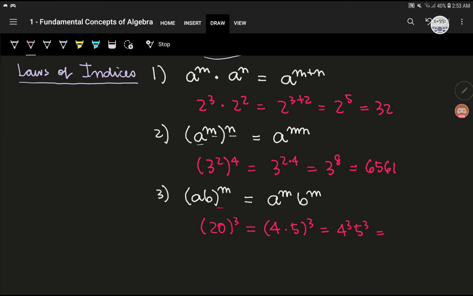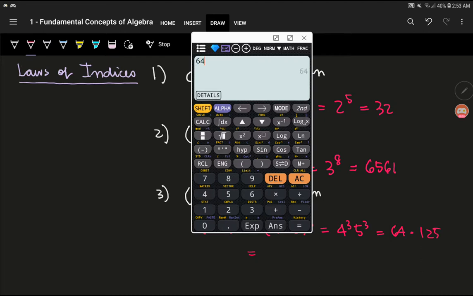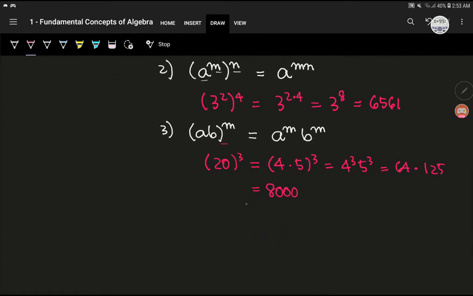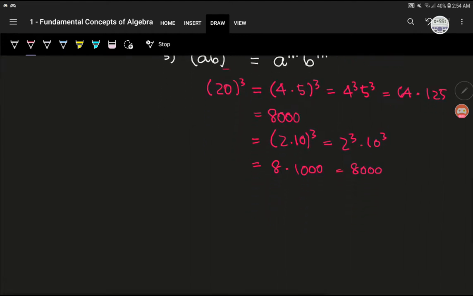Okay, so we have 4 cube: 16 multiply 4 is 64. 5 cube is 125. So 64 multiply 125 is 8,000. Okay, you can also write this as the simpler one, (2 multiply 10) cube, and then you will have 2 cube multiply with 10 cube. 2 cube is 8, and 10 cubed is 1,000. So what you will get is also 8,000. So that's related to the third law of indices.